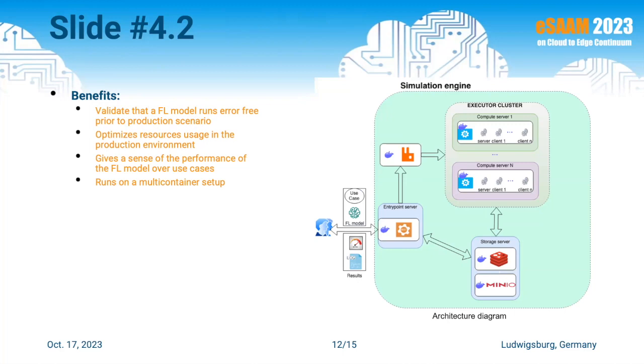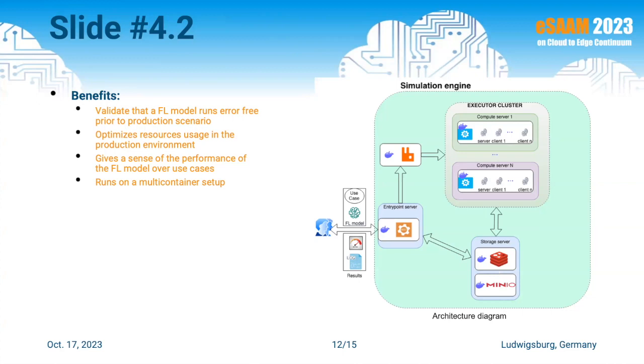So these are some of the benefits that we try to offer. First, that we can validate that the federated learning model runs without any kind of error. Then that we can optimize the resources in the federation itself. So if we can have a simulation prior to the deployment environment, then we can know whether this model should be put into production or not. I think that this is really useful and related to the ideas that you were discussing just before.